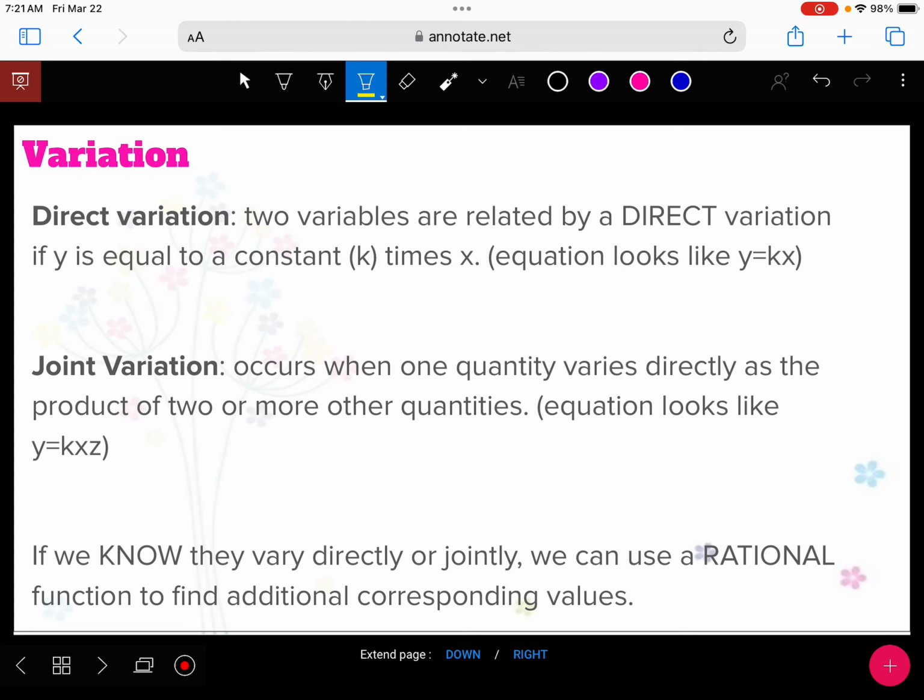We've got 2 written on this page. So our first one is our direct variation. And what those are going to look like is they're going to look like equations that look like this. Y equals some number times x. So it looks like a linear equation.